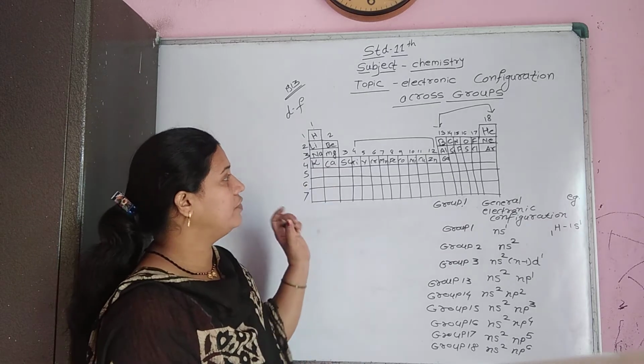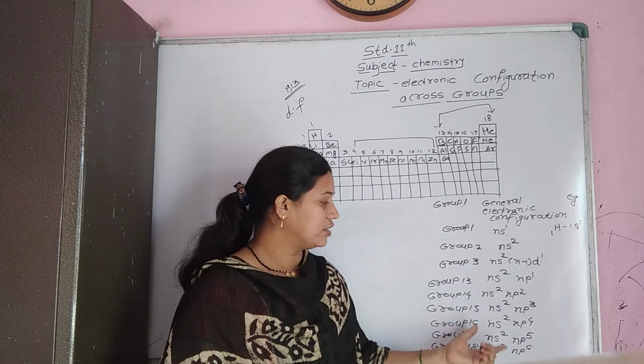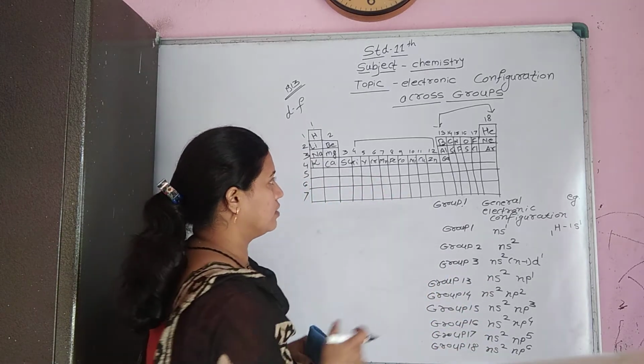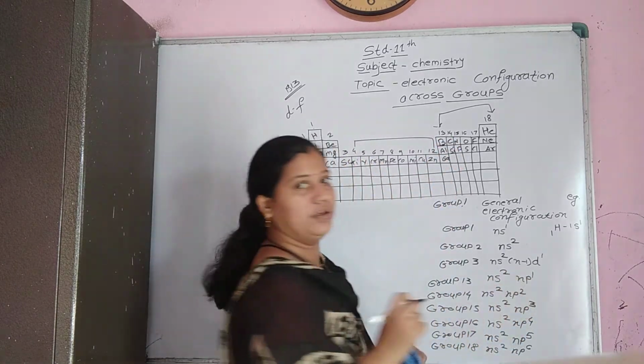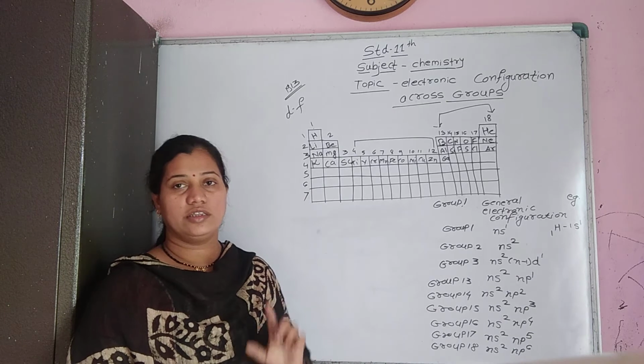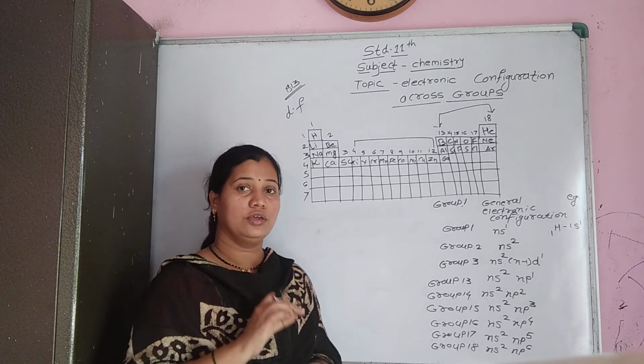So the general electronic configuration we write here: group number 13 has general electronic configuration ns2 np1. So this is about the general electronic configuration across the groups.